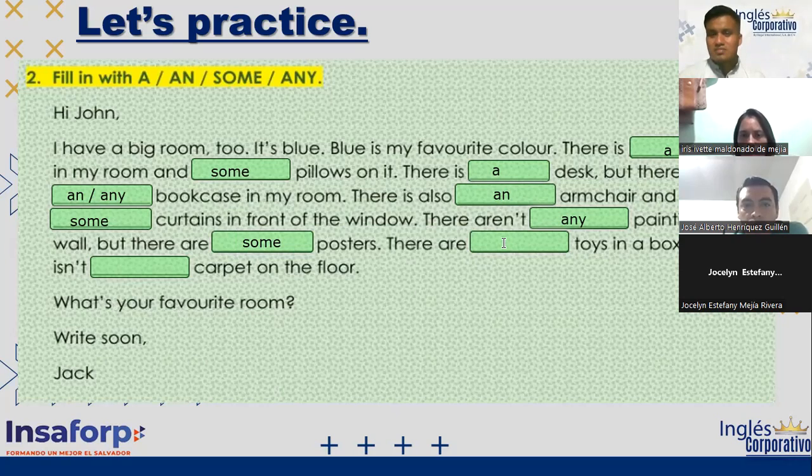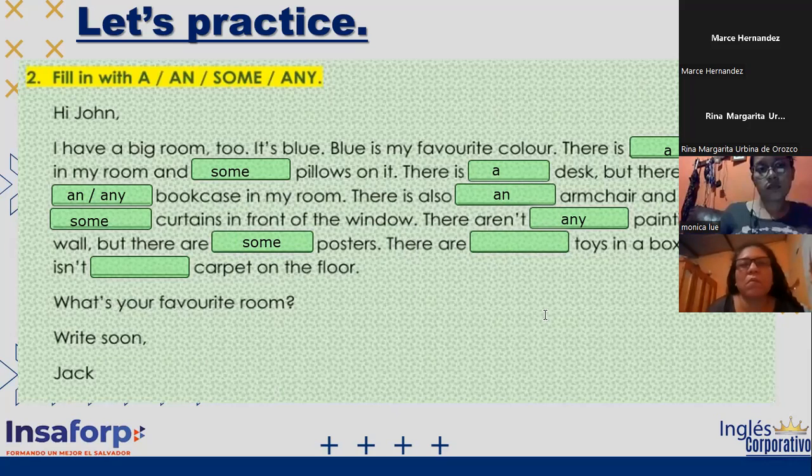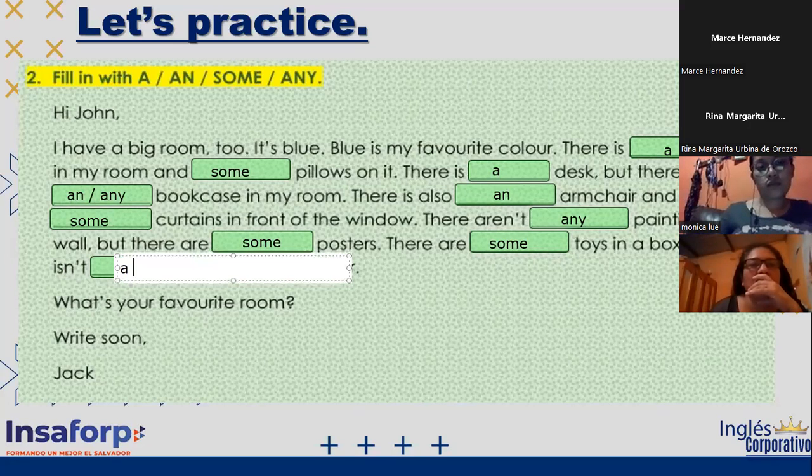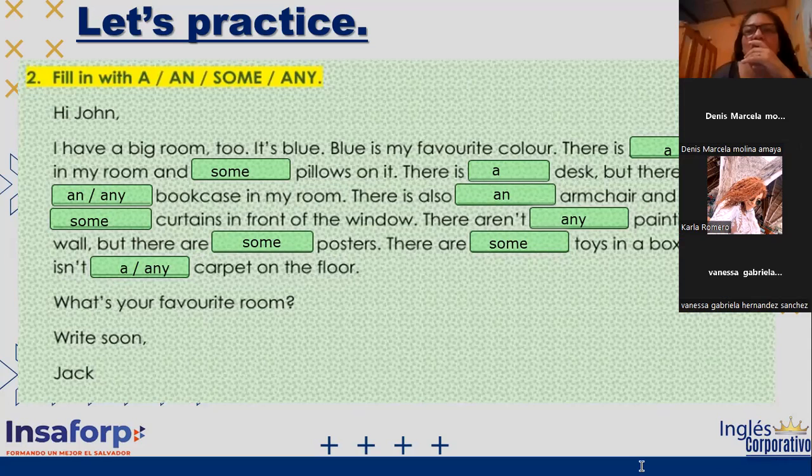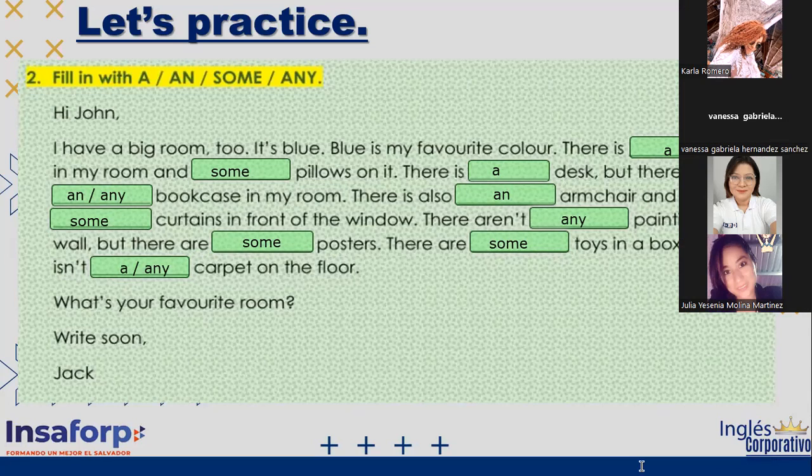I'm sorry, what? But there are what? Yes. There are some toys in the box, but there isn't any. We can have both. We can have a or any. Both. Any. Correct. Any. Now, let me see. Ya la tenemos contestada. It's all complete there. So, let me see.